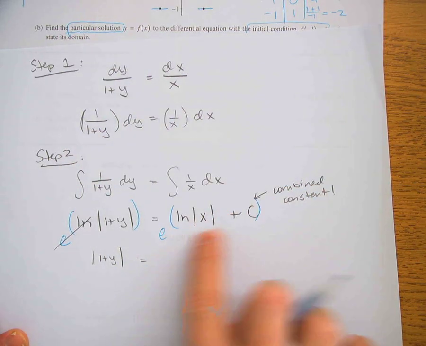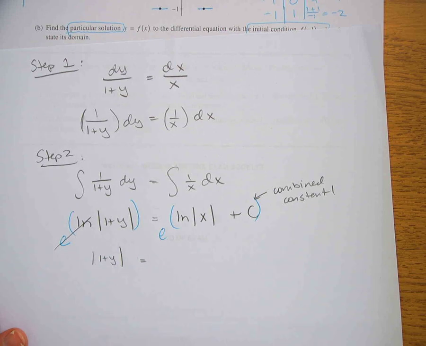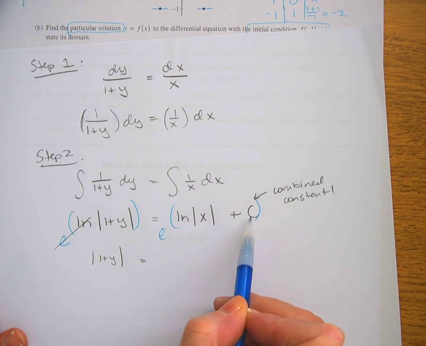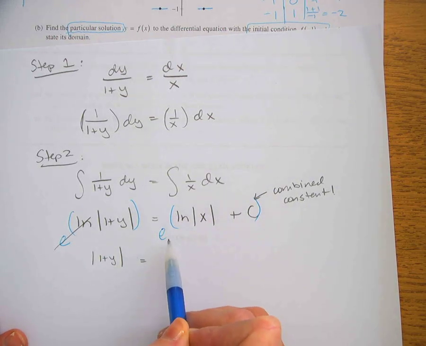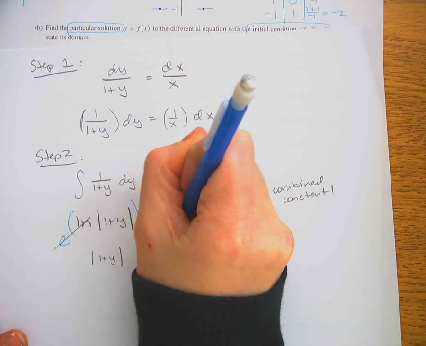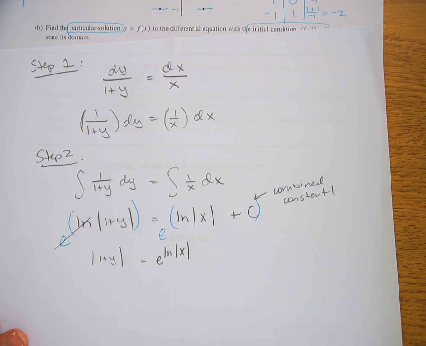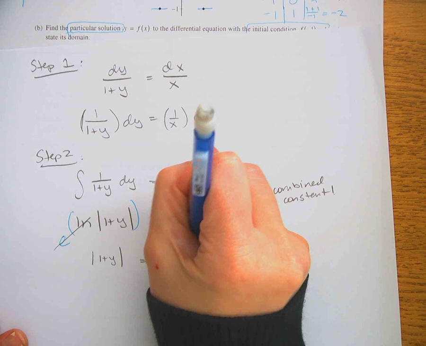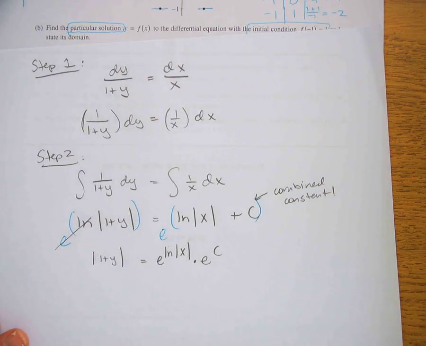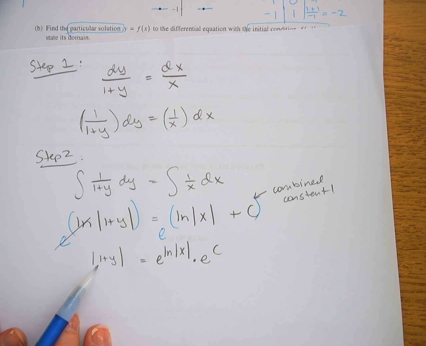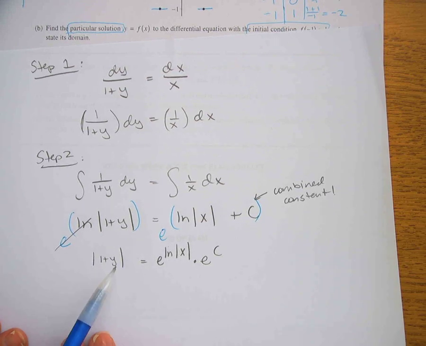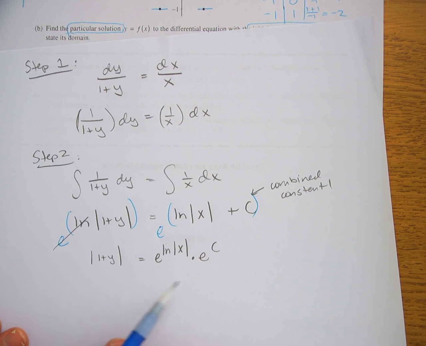And then here I'm going to use the rule of exponents that says when you're adding the powers, really what you're doing is multiplying bases. So this turns into e to the ln absolute value of x times e to the c. Now the next thing we want to do is get the 1 plus y out of the absolute value. And the way that we solve absolute value equations in algebra is we just set 1 plus y equal to the positive and negative of this number.